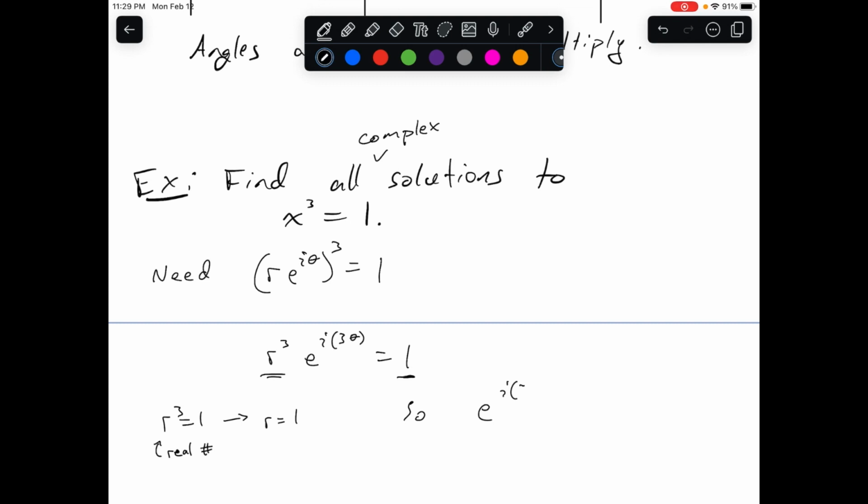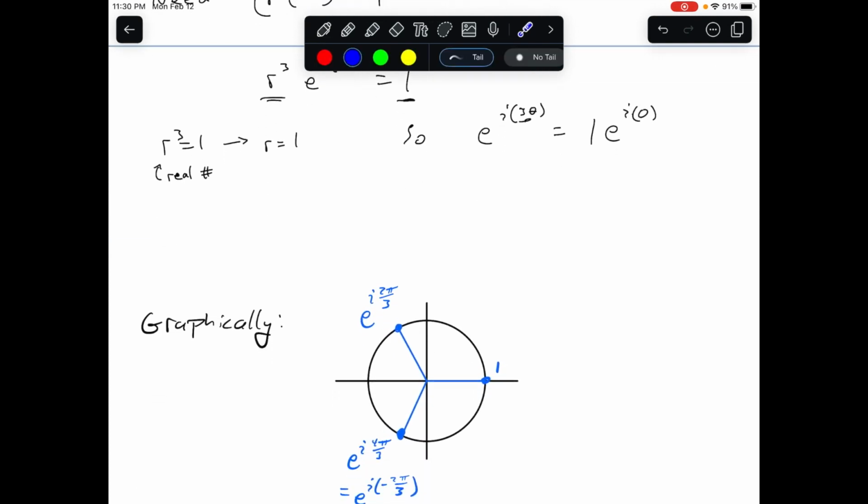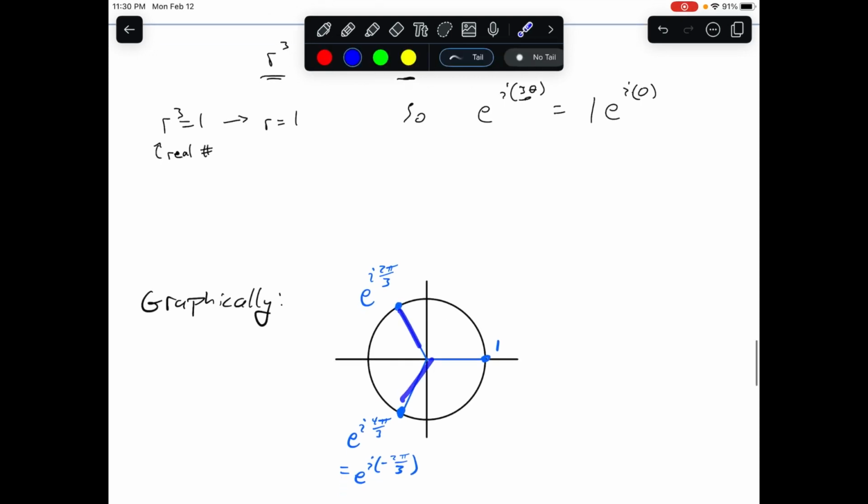Then we basically just have e to the i times 3 theta is equal to 1. But you could also say that this is 1 times e to the i times 0, right? And so graphically, we're looking for an angle such that if I take that angle and multiply it by 3, or add it to itself 3 times, I get to the angle 0, or in general a multiple of 2 pi. So graphically, these are the angles that we're going to be looking for.